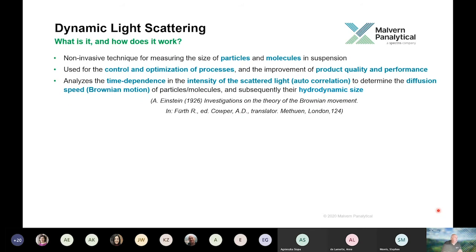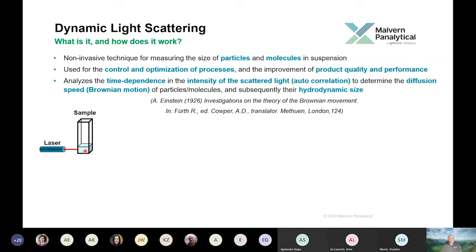Now, for this reason, some people know the technique as photon correlation spectroscopy. We tend to call it DLS now for the past 15 years or so, but ultimately it's the same technique at the end of the day. When we analyze this signal using autocorrelation, this allows us to get the hydrodynamic size from the measured diffusion coefficients. And a very important paper that was published on Brownian motion, I've referenced there, so Einstein's 1926 paper on the theory of Brownian movement.